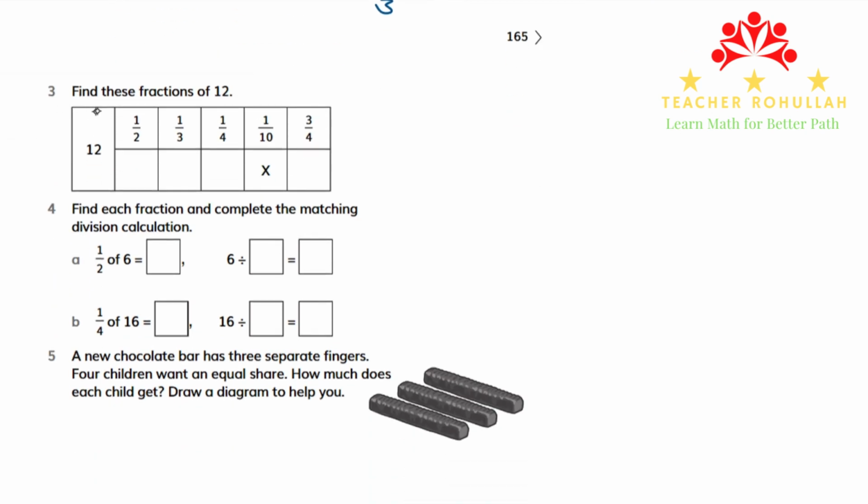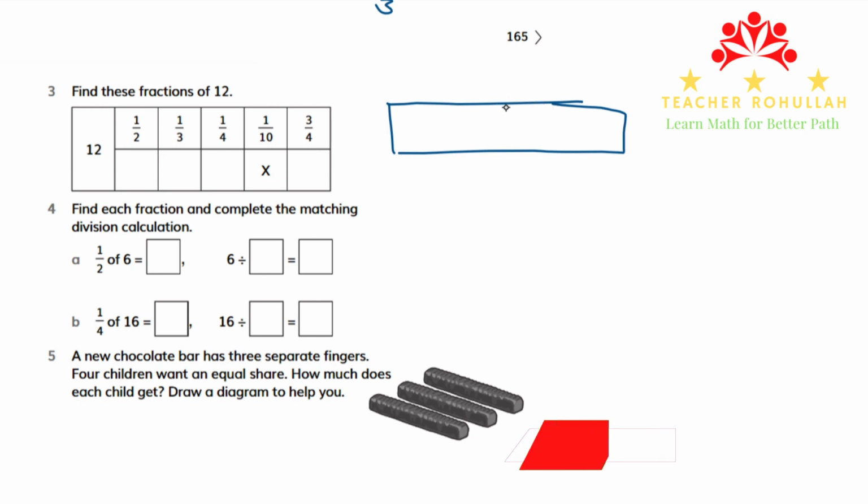In question 3, it says, find these fractions of 12. So we have to find 1/2 of 12, 1/3 of 12, 1/4 of 12, 1/10, which is crossed. It means we cannot find 1/10 of 12 as a whole number, and 3/4 of 12. Suppose we have a strip, and we assume this is 12 centimeters. 1/2 of this is equal to 6 centimeters. So 1/2 is 6.